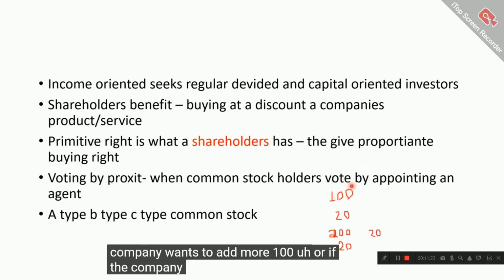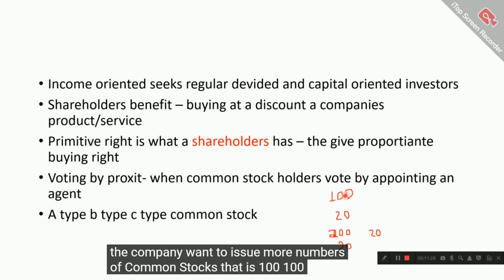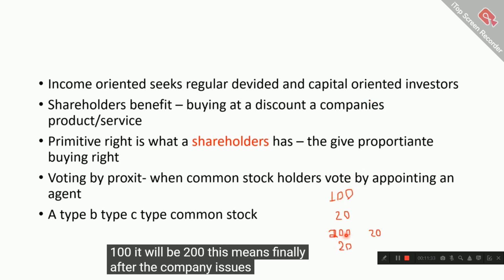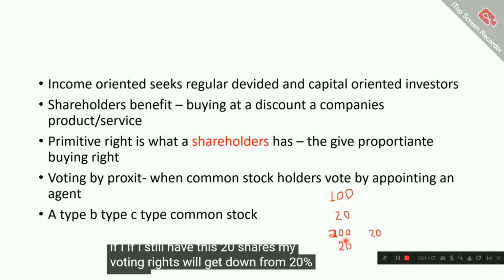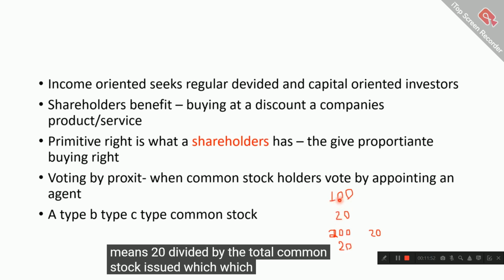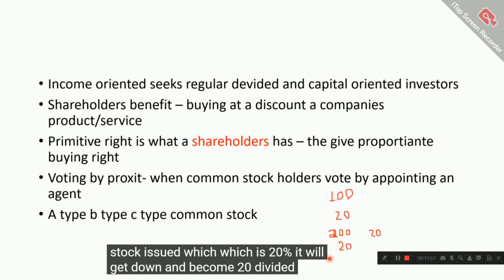This means finally, after the company issues these shares, the total outstanding shares of this company will be 200. If I still have these 20 shares, my voting rights will go down from 20%, meaning 20 divided by the total common stock issued, to 20 divided by 200, which is 10%. So my voting right will decrease from 20% to 10%.